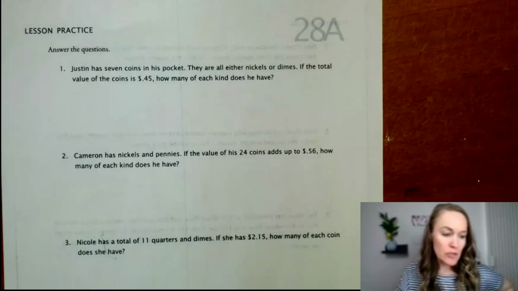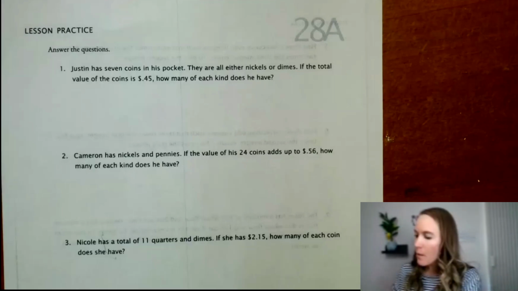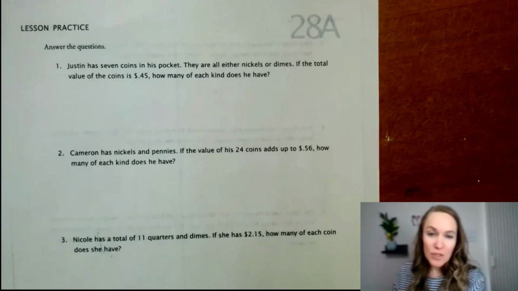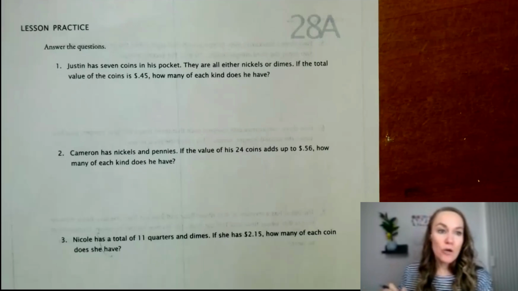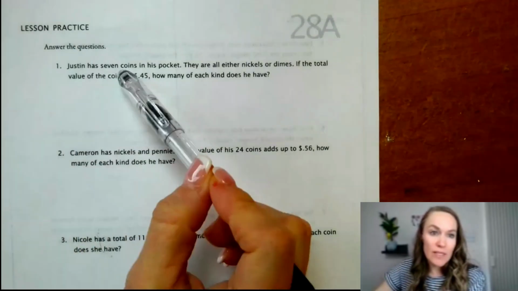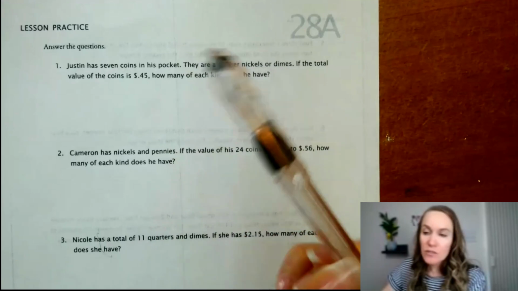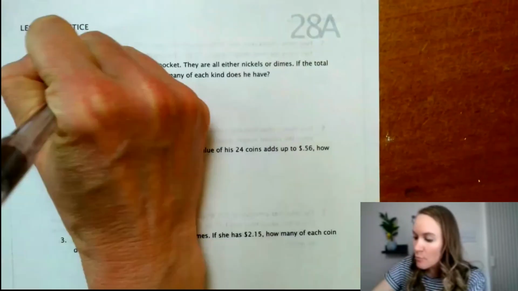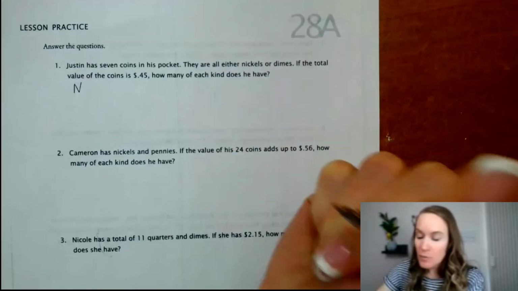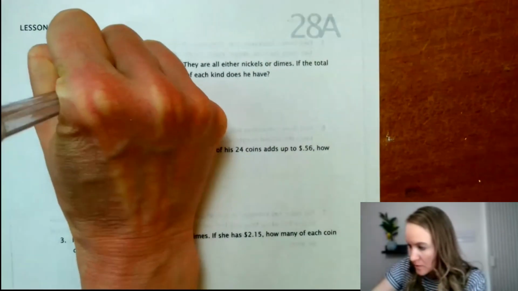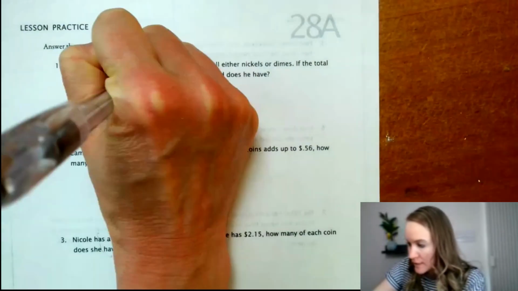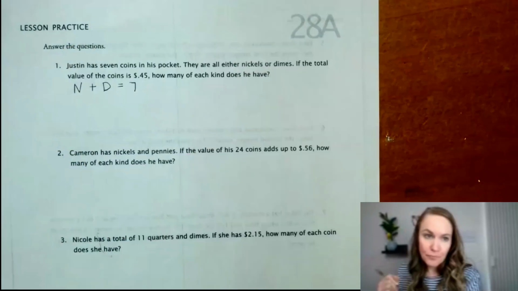Okay, so we know, let's go ahead. Reading this one word problem, we're going to be able to get 2 equations. So we know that he has 7 coins in his pocket, and they're either nickels or dimes. So we know that the number of nickels plus the number of dimes is going to equal 7. Okay?